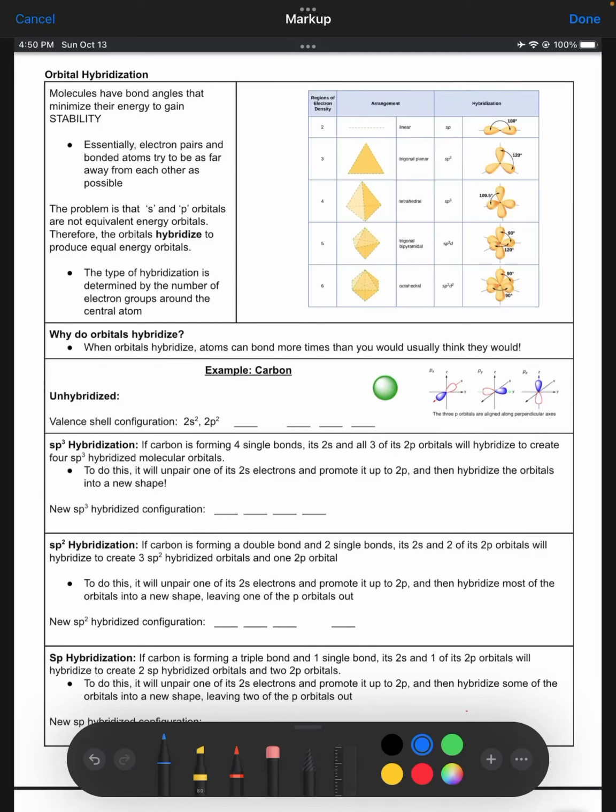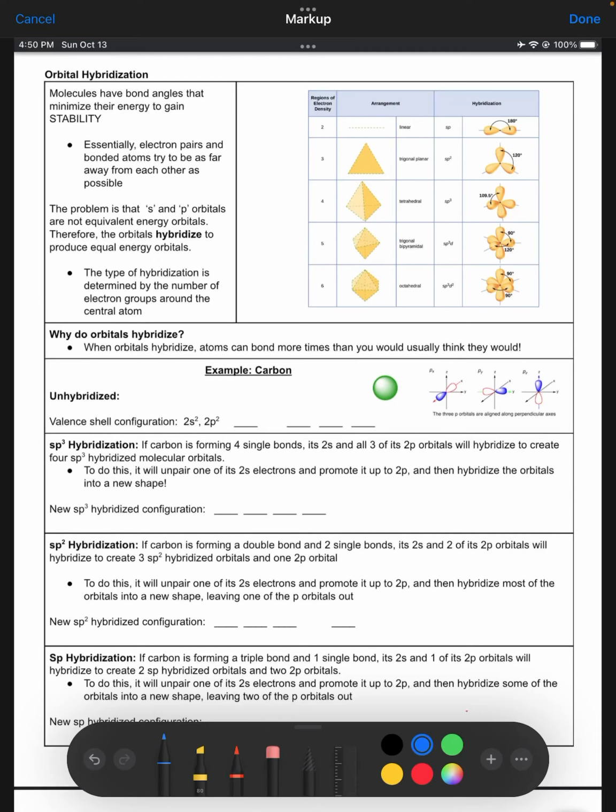Hello everyone. This note set is going to be about orbital hybridization, orbital overlap diagrams, and then sigma and pi bonds. So first things first, I just want to talk about why orbitals hybridize in the first place and why we care.